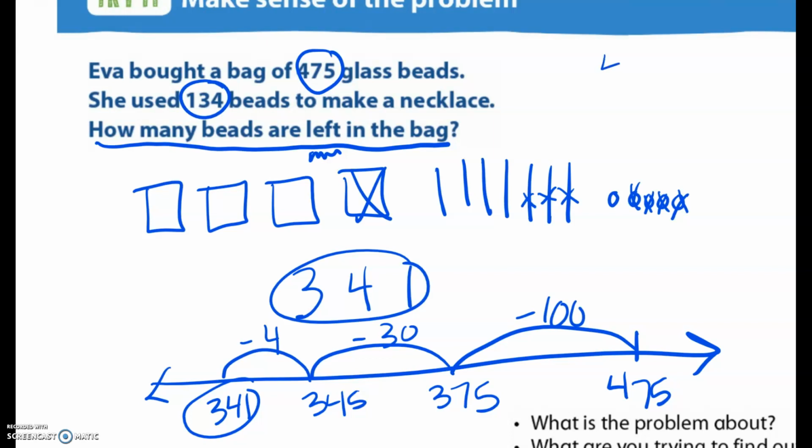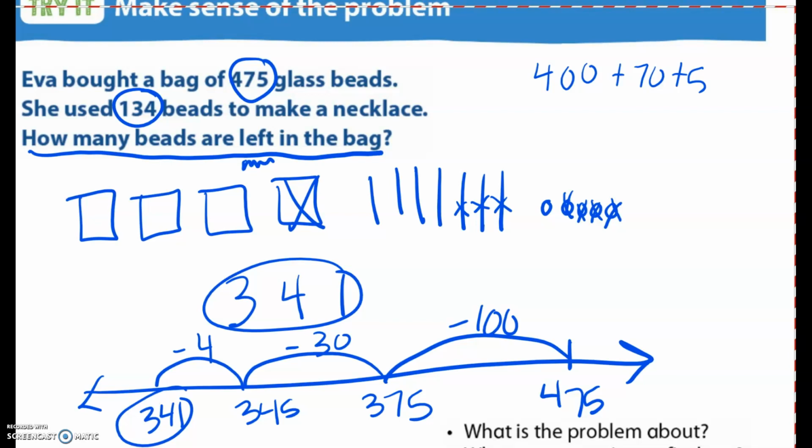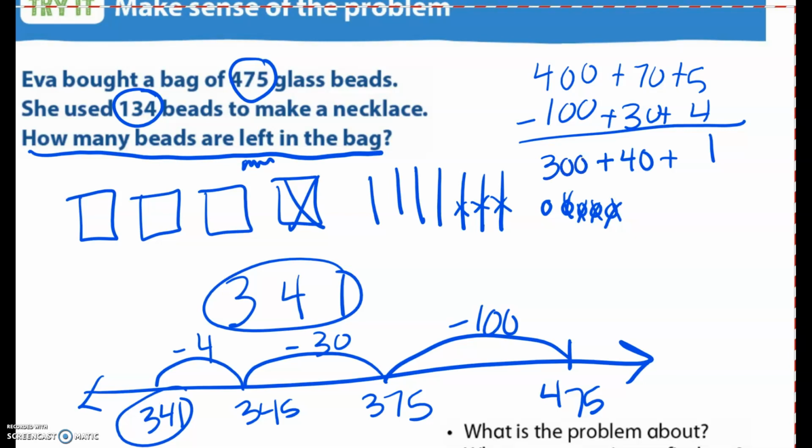Another way would be the break apart. So if we did 470 and 5, which sometimes can be a little tricky to do this way, and I have 130 and 4. We're still adding them because it's 475 put together and taking away 134 put together. But then we'll subtract the difference between the two. So this is going to be a 1, this one's going to be 40, and this one's going to be 300. Then we put them back together to get our answer. So there's a few ways that you could solve this problem.